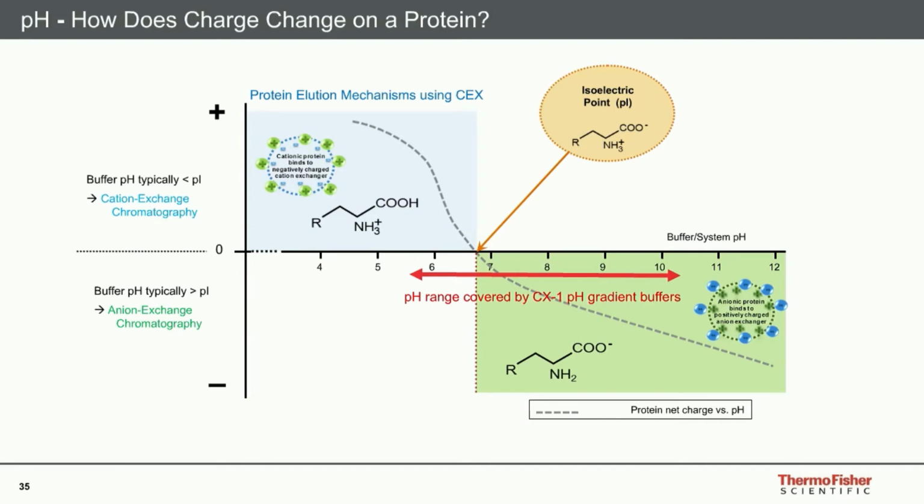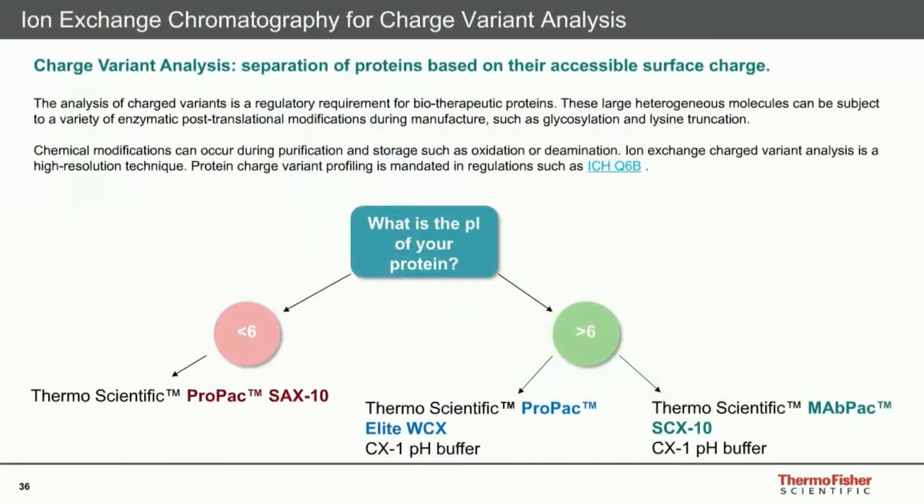Charge variant analysis is one of the requirements from government agencies for analysis of released products, because if a variation or variant occurs, it means that a modification happened, maybe during manufacturing already or upon storage, and that could be a big impact on the patient. So that's why it's a regulatory requirement to perform this type of analysis.